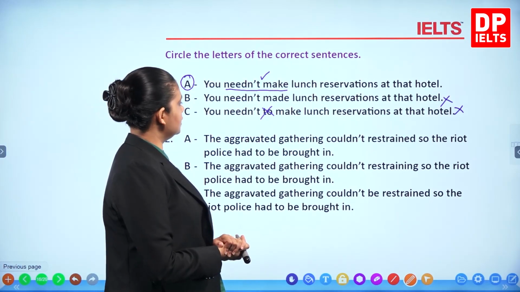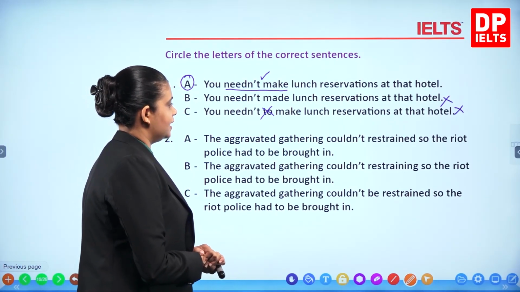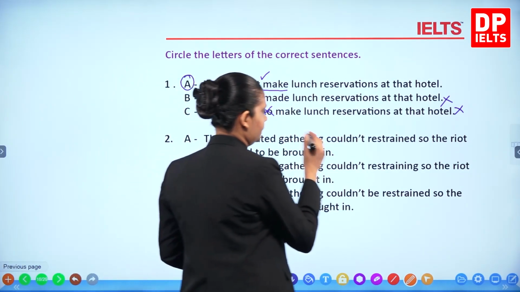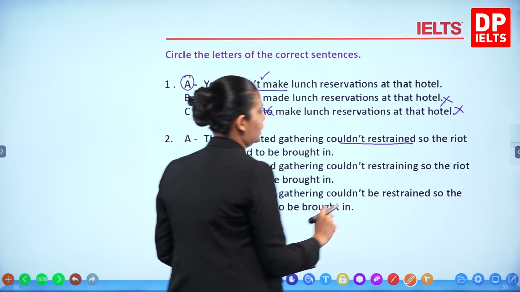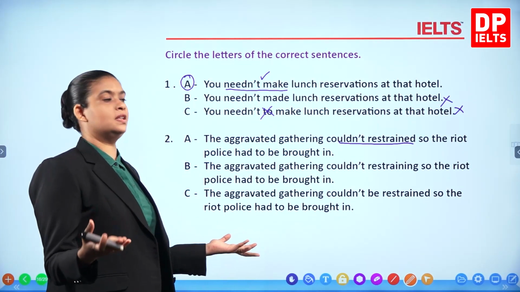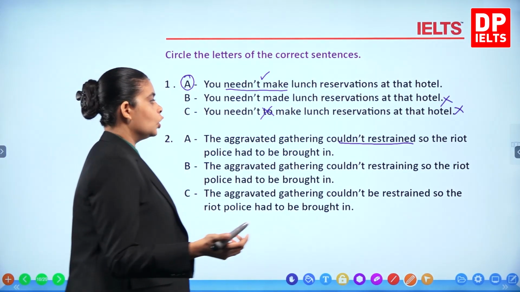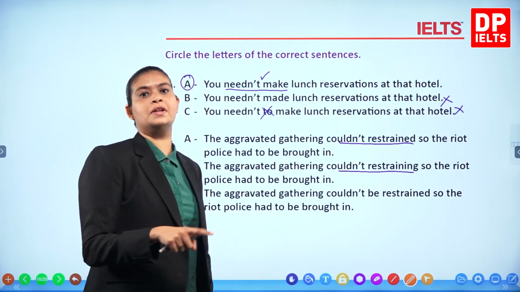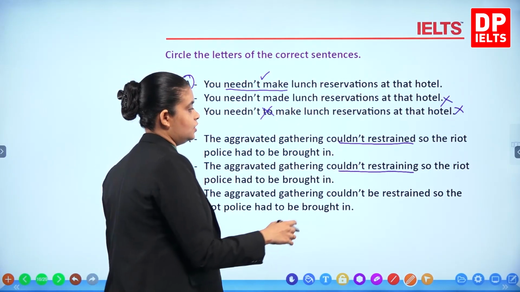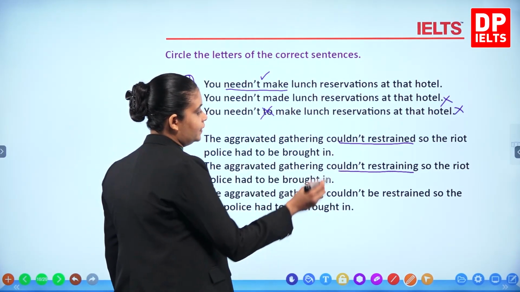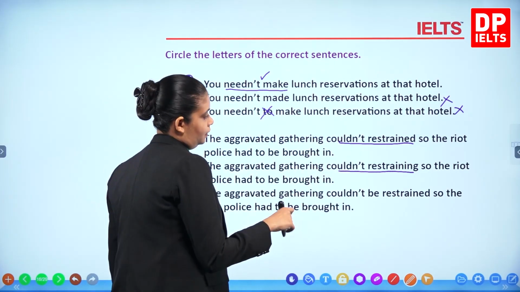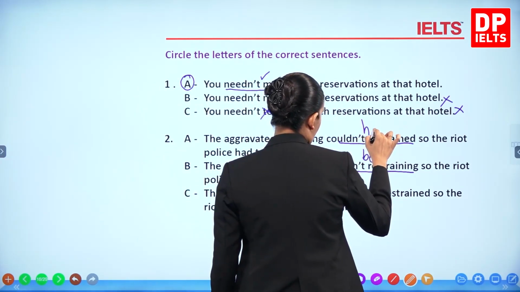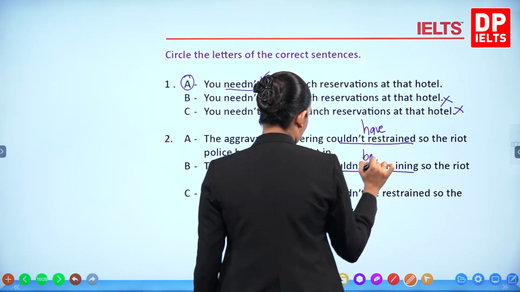The aggravated gathering couldn't restrain. Okay. Can you say "couldn't restrain"? If it is in the past participle, what is the form? Think about it. "Couldn't restraining." If it is in the present participle, then what is the form? It needs to have the be verb. So here, if it is the present participle, then of course you know the be verb has to be there. If it is past, have needs to be there. Okay.